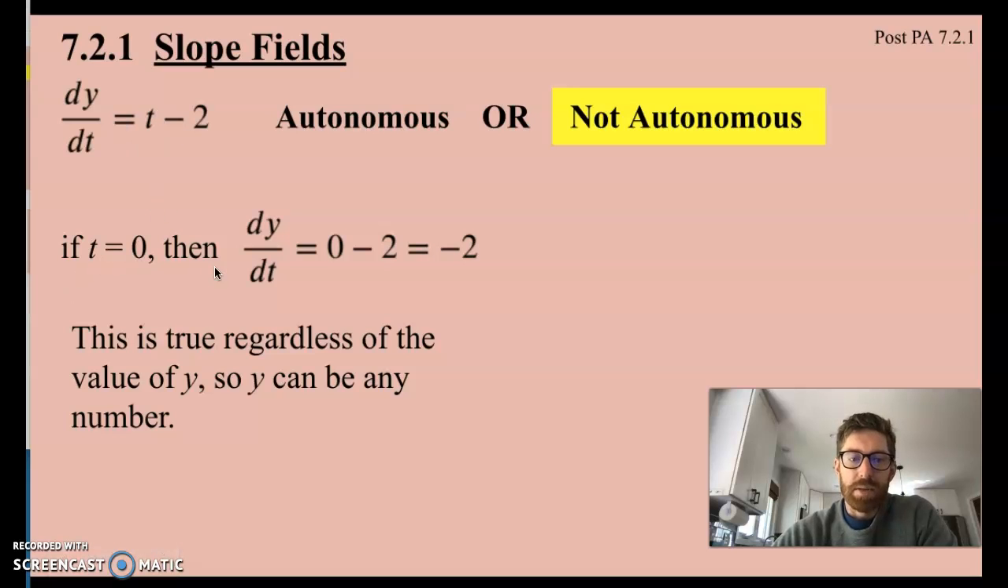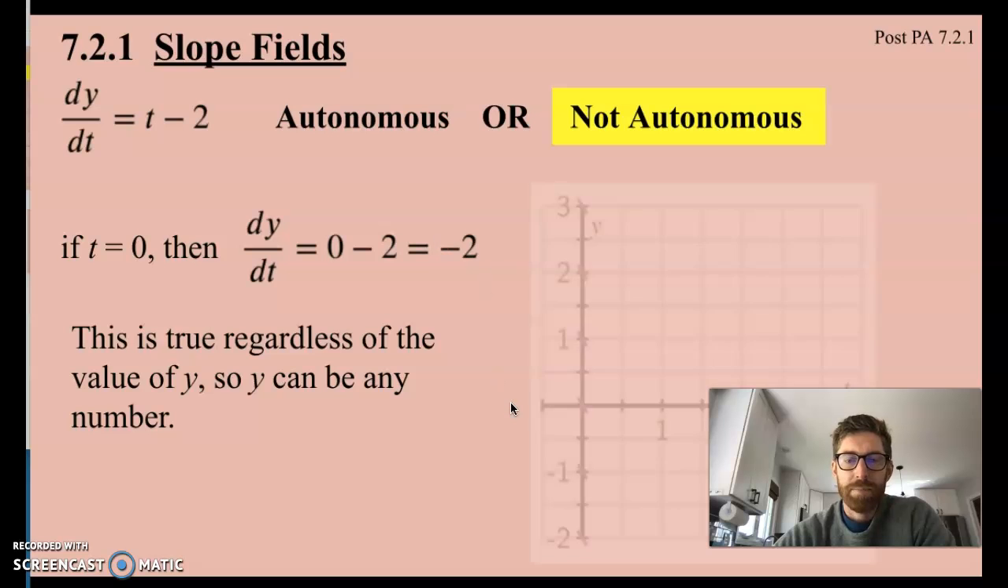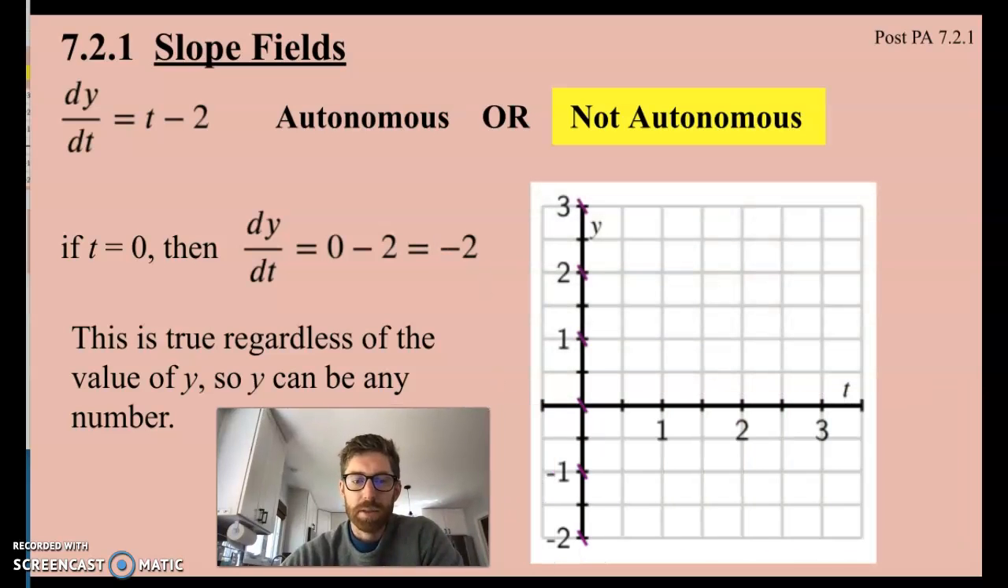So if t equals 0, then dy/dt equals 0 minus 2, or negative 2. This is true regardless of the value of y. So y can be any number that it wants to be, but as long as your t is 0, that means you're going to have a slope of a tangent line of negative 2.